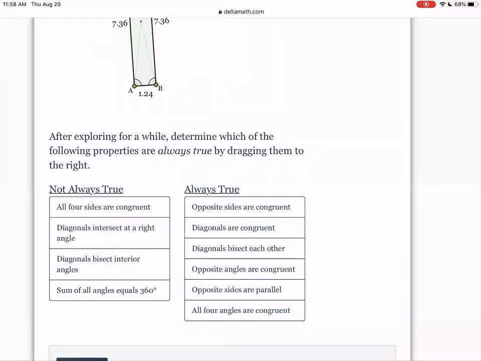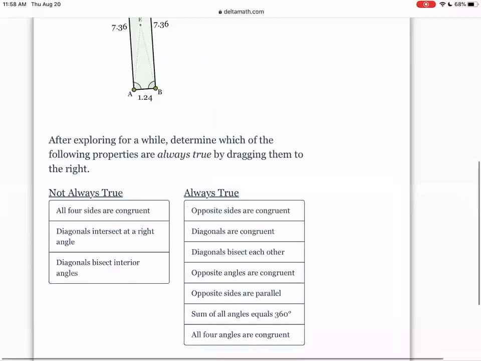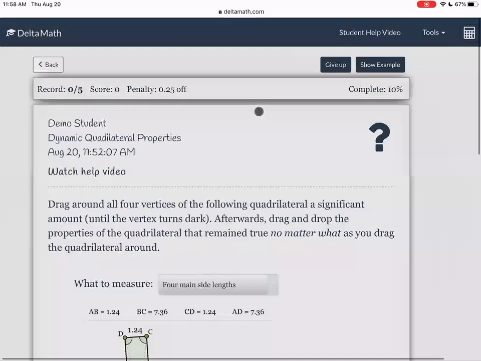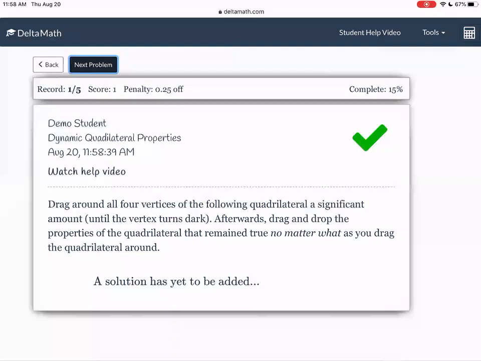And finally, the sum of all angles equals 360 degrees. That is true for every single quadrilateral. So you're going to drag it to the always true side, and then we're going to submit the answer. And it gives us a check mark. Now, if it doesn't give us a check mark, that means something is wrong, and it probably gives you a clue. So you've got to figure that out, okay?